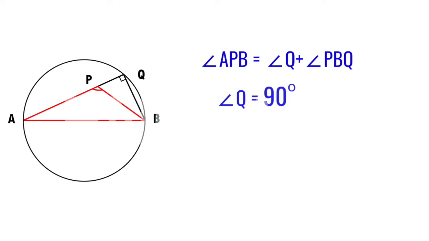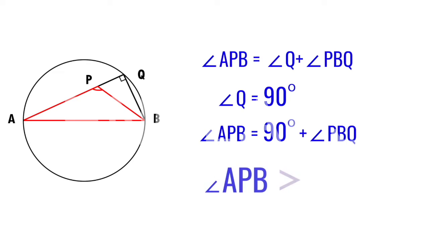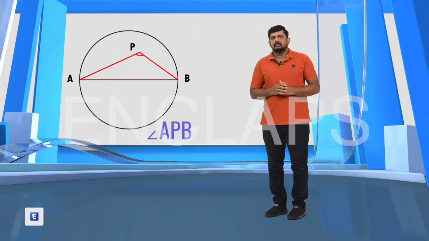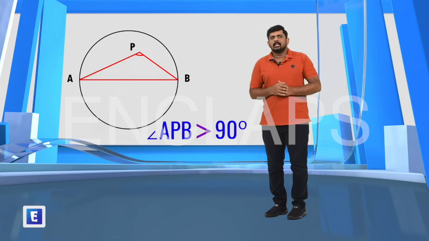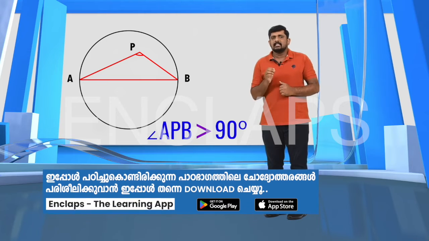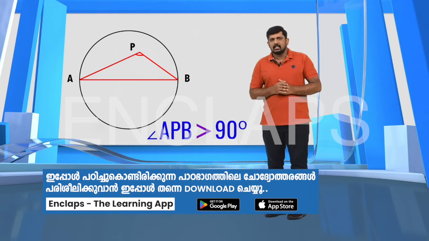We know that angle Q is 90 degrees. So angle APB is equal to 90 plus angle PBQ. From here we can say that angle APB is greater than 90 degrees. That is, here we can conclude this as, if the end points of the diameter of a circle meet at a point inside the circle, the angle formed will be greater than 90 degrees.